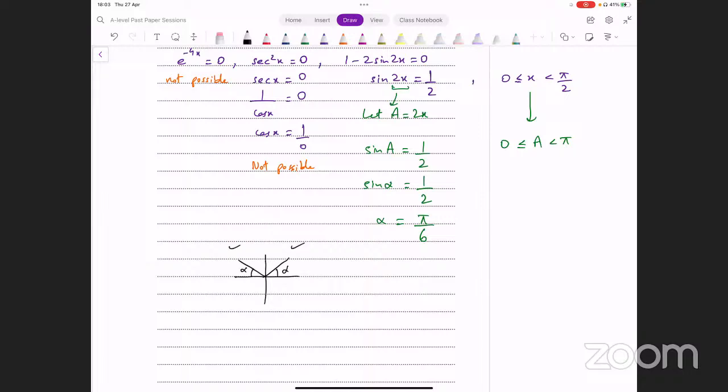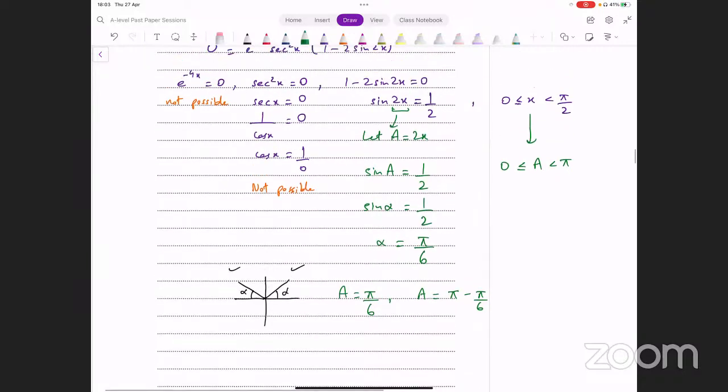ये दो आपके क्वाड्रेंट्स पॉसिबल हैं और आपके दोनों इंटरवल में भी आ रहे हैं. 0 से पाई का आपका इंटरवल है, a का, दोनों इंटरवल में आ रहे हैं, तो आपके क्या पॉसिबिलिटीज बनती हैं? उससे a is either equal to pi over 6 or a is equal to pi minus pi over 6 in the second quadrant. Okay, so these are the two values of a that we get from this.